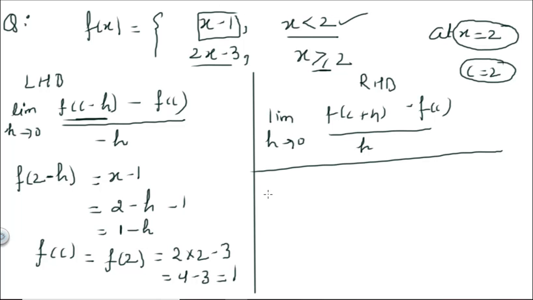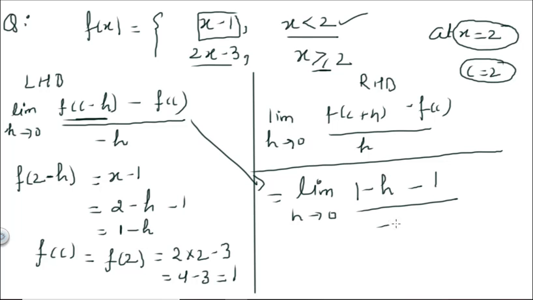Okay, just to see here, let us put in the values. What do we get? Limit h tending to 0, f of c minus h, that means f of 2 minus h, is 1 minus h, minus f of c, means f of 2, which is 1, divided by minus h. 1 and 1 get cancelled, correct? You are left with minus h upon minus h. They will also get cancelled. The answer is 1 for it. So I think the LHD calculation is clear.